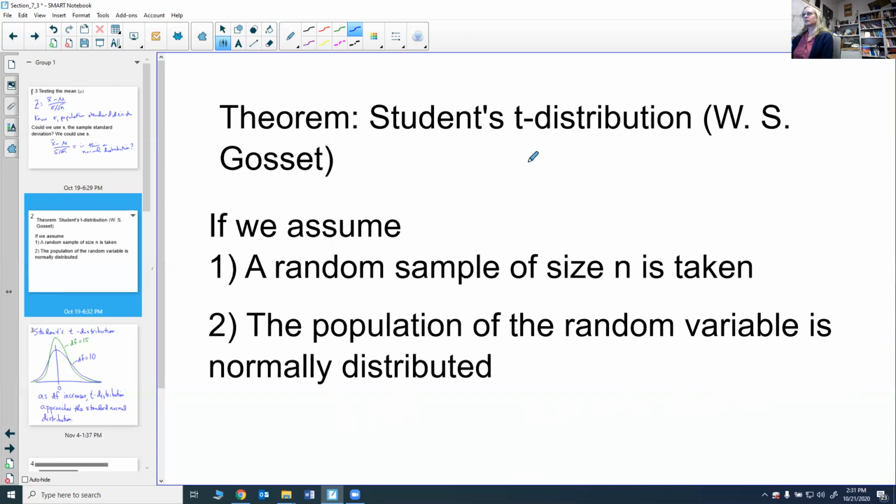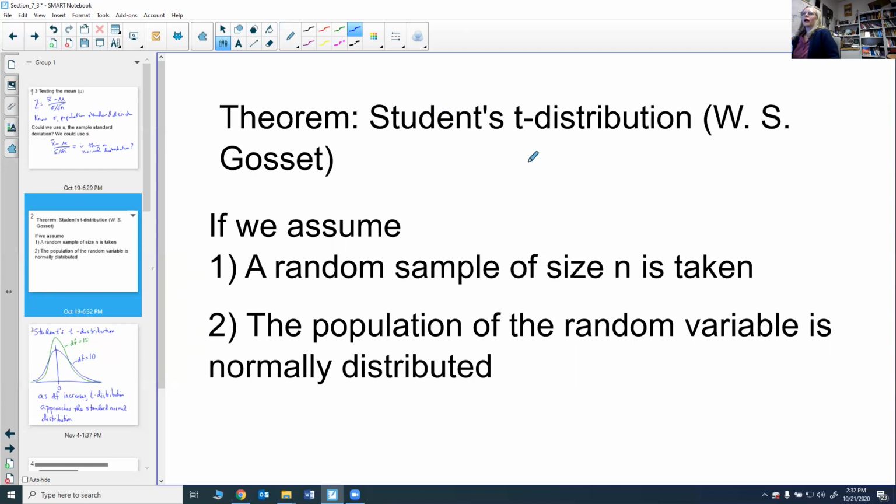Guinness was getting larger, to the point where they were starting to make their beer in other places, and they wanted to have the same taste no matter where they made it. So they needed to figure out how to make their water the same wherever they made their beer. W.S. Gossett was researching this, and he needed to do some testing that he couldn't do, because he didn't know the population standard deviation. So what should he do in that case?